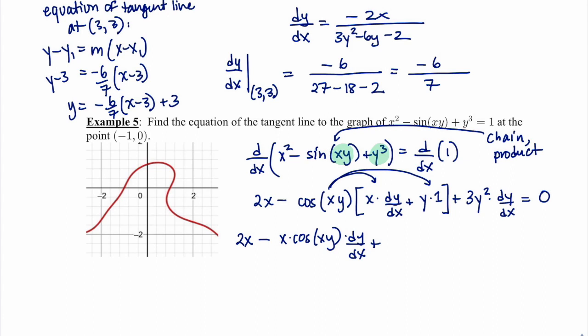minus cosine of xy times y. Should have put that y in front just to make sure it doesn't slide into that cosine function by accident. Plus 3y squared dy dx equals 0.